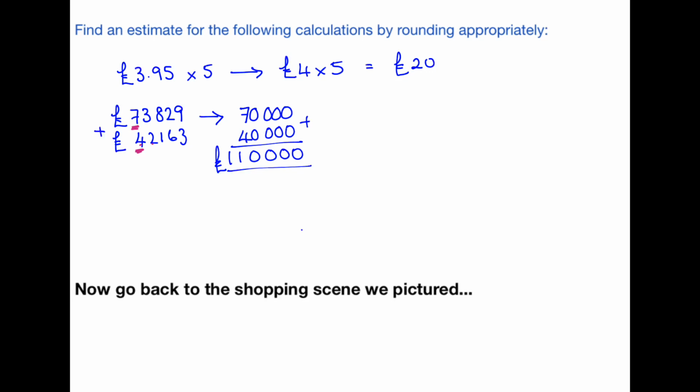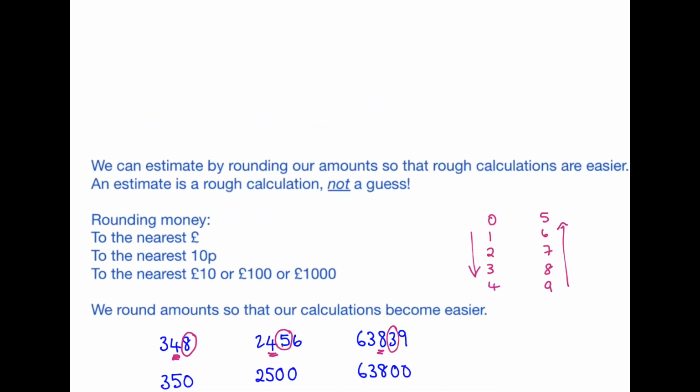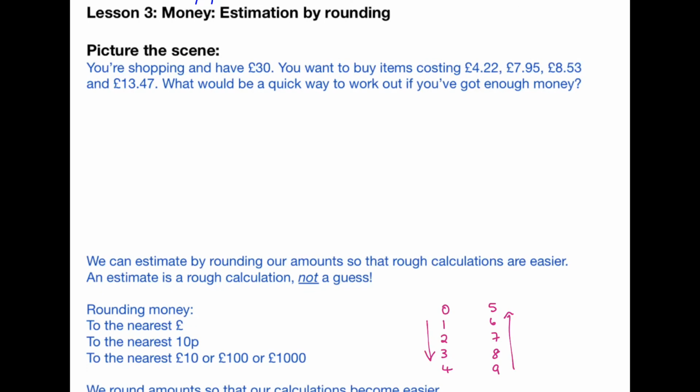Okay, so now we're going to go back to our original question, back a couple of pages. I'm going to find that. Here it is. So we're shopping and have £30. We want to buy items costing £4.22, £7.95, £8.53 and £13.47. What would be a quick way to work out if you've got enough money? So rounding would be a quick way to work out if we've got enough money. So let's see if we can just quickly round these. Let's just do it to the nearest pound.